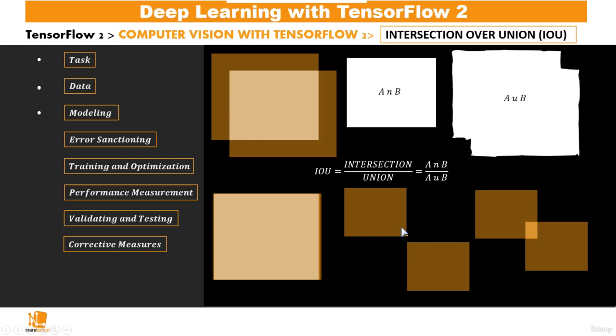Now suppose we have these two boxes. We see clearly here that these two boxes don't actually touch each other. So there's an intersection of 0, whereas the union is the sum of this area with this area, and that gives us a value of 0 because the intersection is 0. So in this case we have an IOU of 0. In this other case we have a small IOU because the intersection is quite small compared to the union.